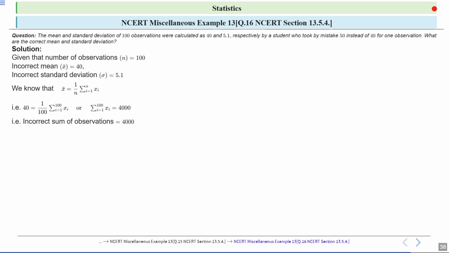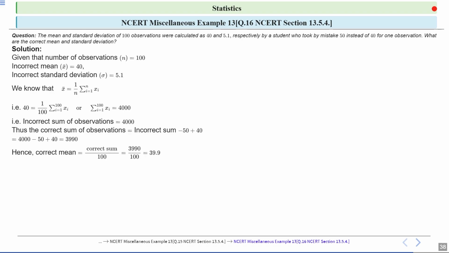So the incorrect sum of all observations is 4000. This sum includes the mistaken value of 50 instead of the correct value of 40. Thus the correct sum of observations is incorrect sum minus 50 plus 40. So let's do the calculation. This is equal to 4000 minus 50 plus 40, which is equal to 3990. So the correct sum of all observations is 3990. Hence, correct mean is correct sum divided by 100. This is equal to 3990 divided by 100, and this is equal to 39.9.